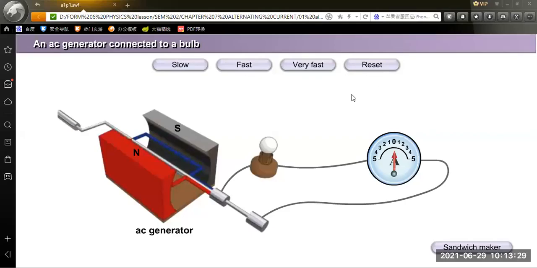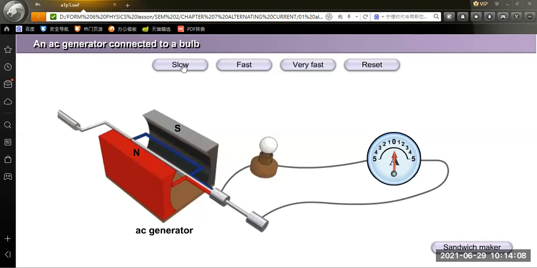Ladies and gentlemen, let's observe the diagram. The diagram shows a coil in a permanent magnetic field, and the type of connector here is slip rings. So this means that this is an AC generator. When it's turning, it will generate the electric current, the AC current. So now we look at here.